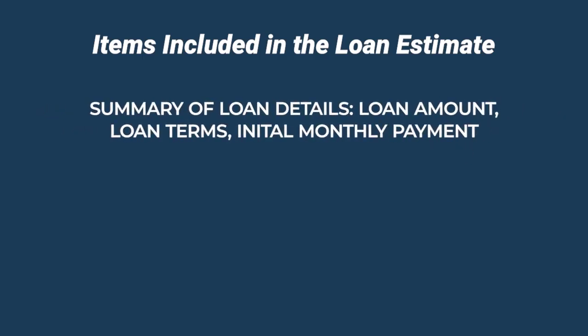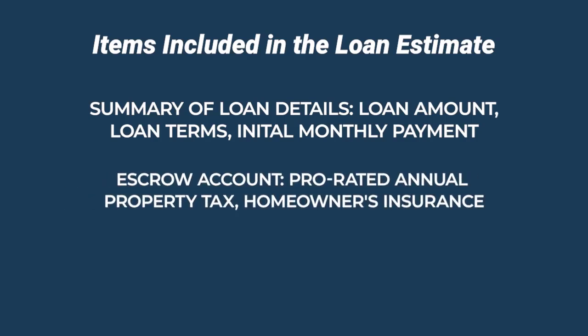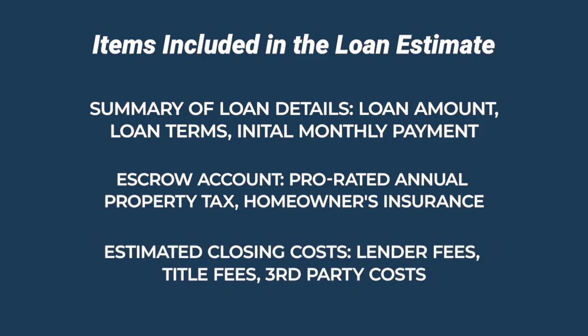A loan estimate is 3 pages long, and it's split into sections which outline the terms, closing costs, and fees associated with your loan, including third-party costs. Some of the items you'll find listed on the loan estimate include a summary of your loan details, which includes your loan amount, the term of your loan, your initial monthly payment, and your escrow account information, which includes your prorated annual tax and homeowner's insurance costs. Your estimate also includes closing costs, including your lender fees, title fees, and third-party costs. While it's important to understand all terms on your loan estimate, there are a few key sections you'll want to pay special attention to.